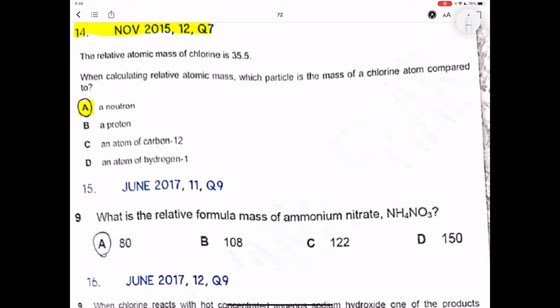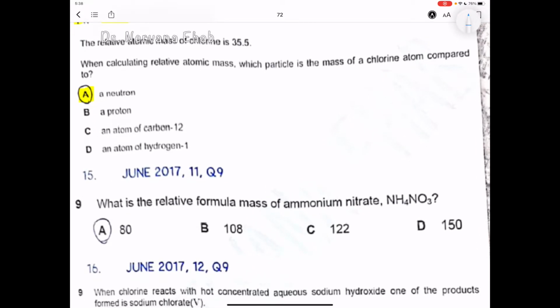So this question says the relative atomic mass of chlorine is 35.5, and it says when calculating the relative atomic mass, which particle, like which element in the periodic table, is the mass of chlorine compared to? So we always compare to carbon-12. Scientists just decided that they're going to compare the mass of everything in the world with carbon-12.